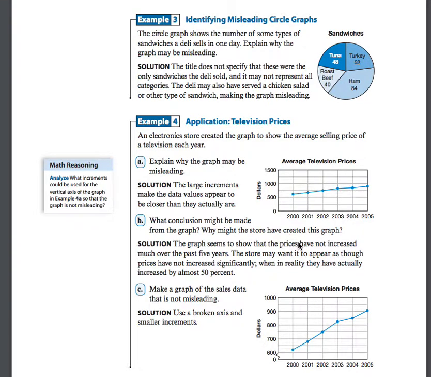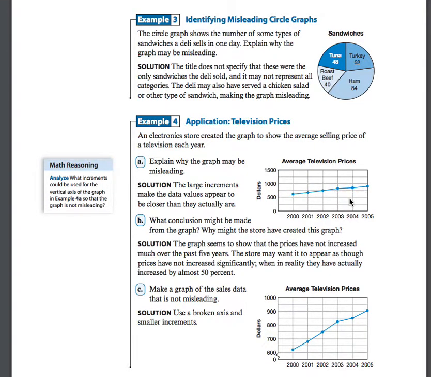Okay, so what did we learn so far? We're supposed to look at the increments, how far those go up. We're supposed to look at the scale of where that starts. If it doesn't start at 0, then that can be a problem. If they have too big of increments, that can be a problem. Here it looks like those increments are too big, to where it looks like those prices are going up just a little bit over time.